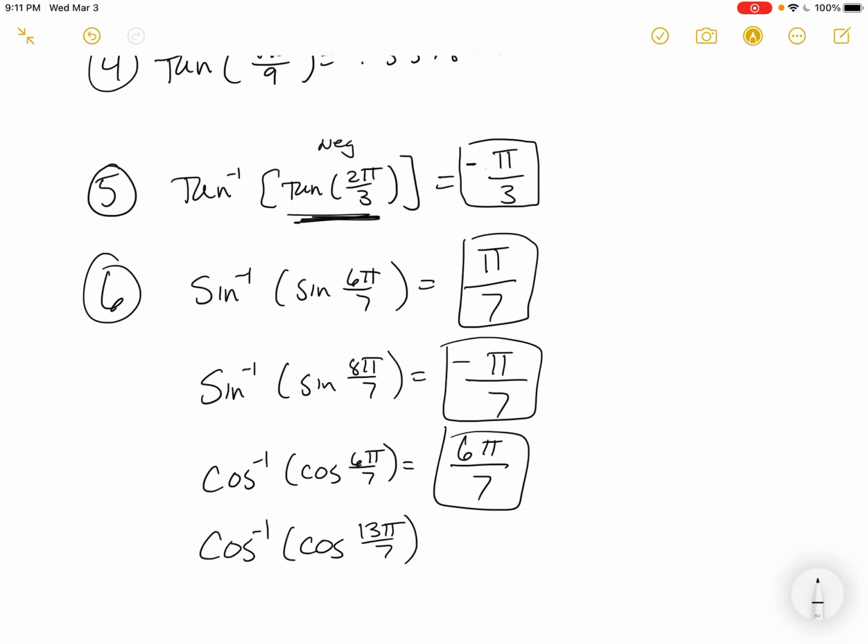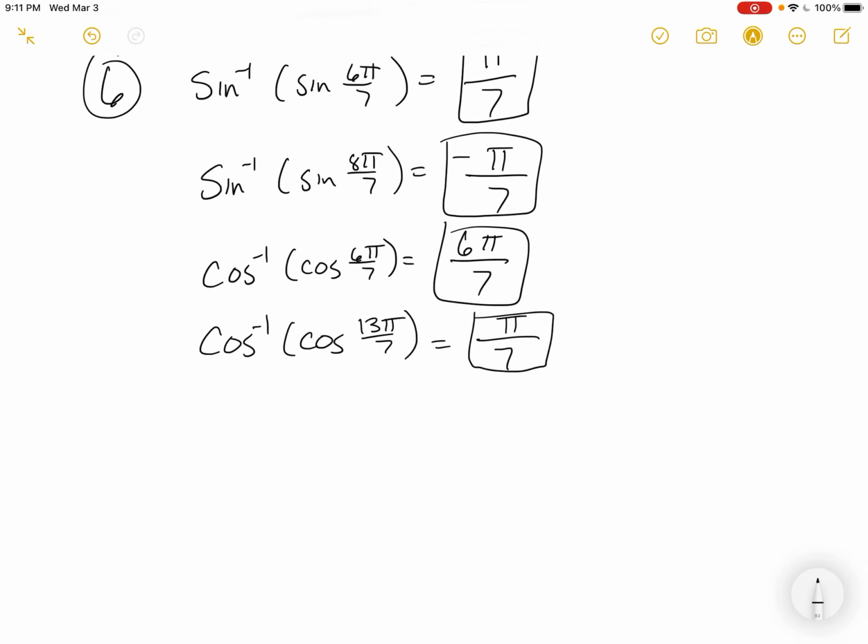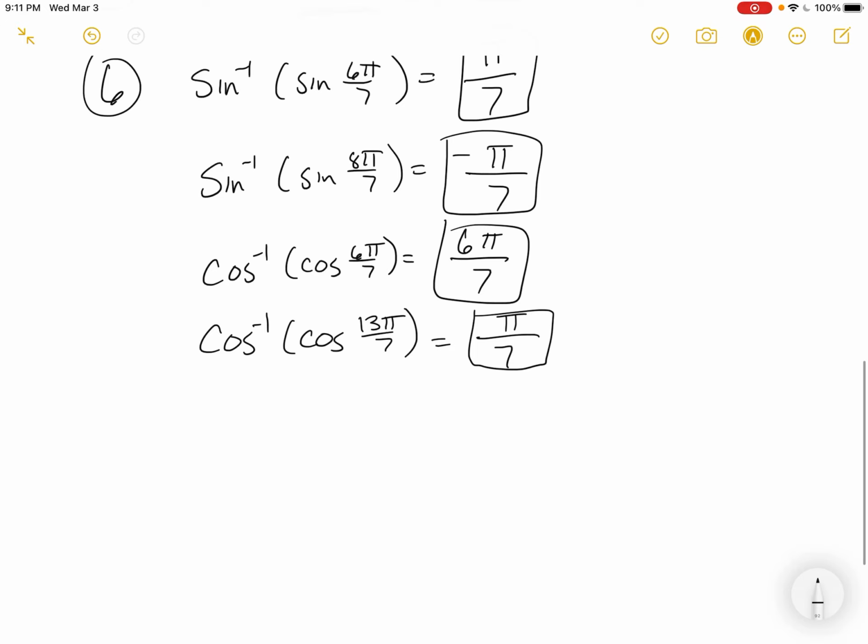Well, cosine's positive in the fourth quadrant. So cosine inverse is going to be a first quadrant angle that has a pi over 7 reference angle, and so we're going to get a pi over 7. Right, so that's just an extension of that sixth problem there. Awesome. They'll have things like this.